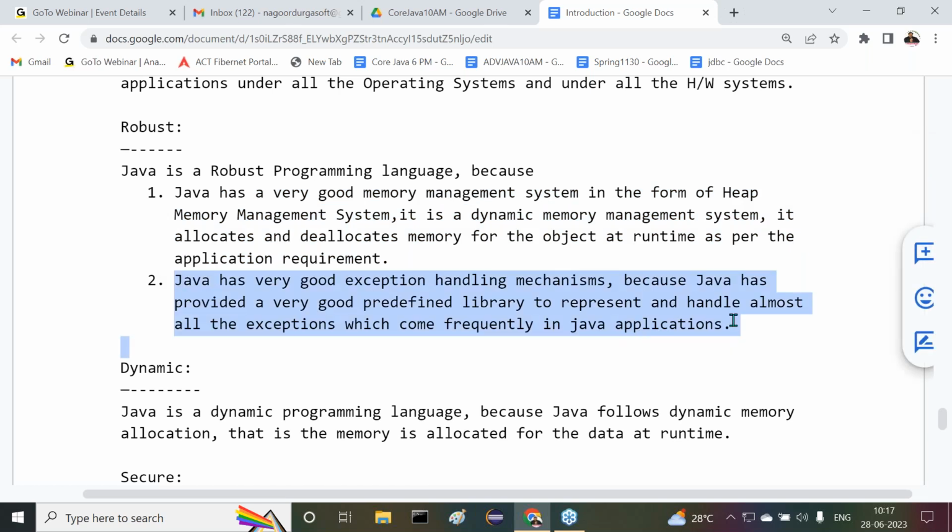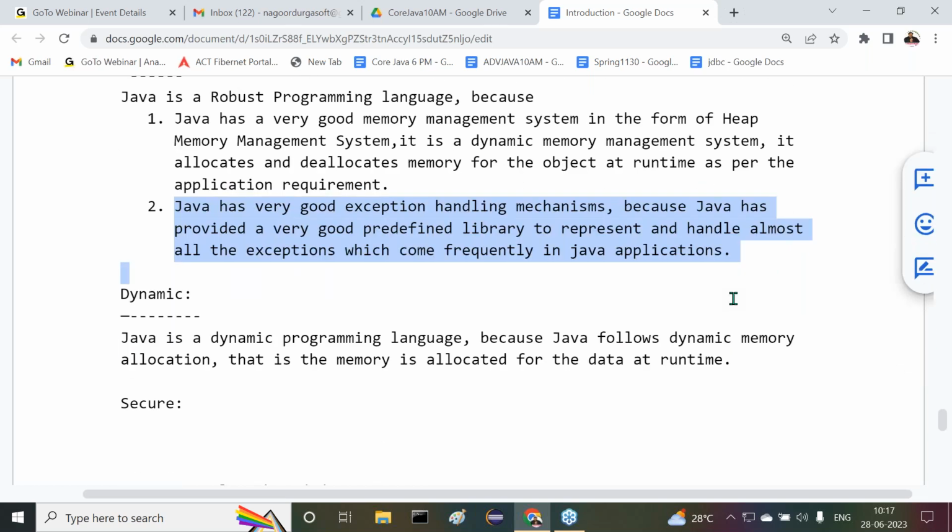Java has a very good exception handling mechanism. How is it so? Java has provided a very good predefined library to represent and handle almost all the exceptions which come frequently in Java applications. See, I gave a very good explanation about these 2 points in the last class, no? But only conclusion-type things were given. Again, if you want to learn memory management more, we have to wait until the JVM architecture. There we will discuss clear-cut information.